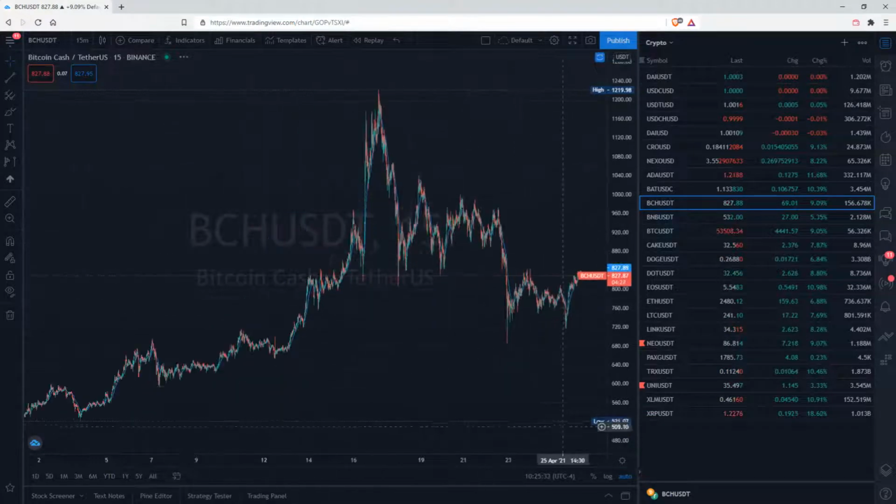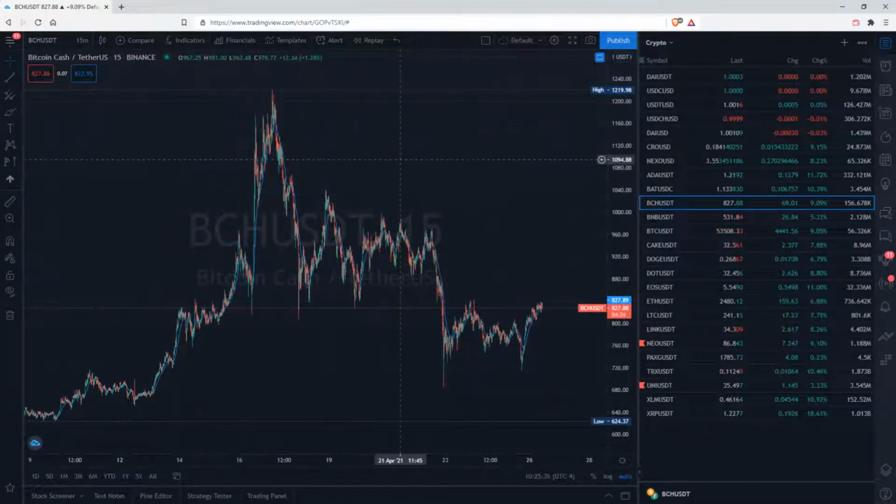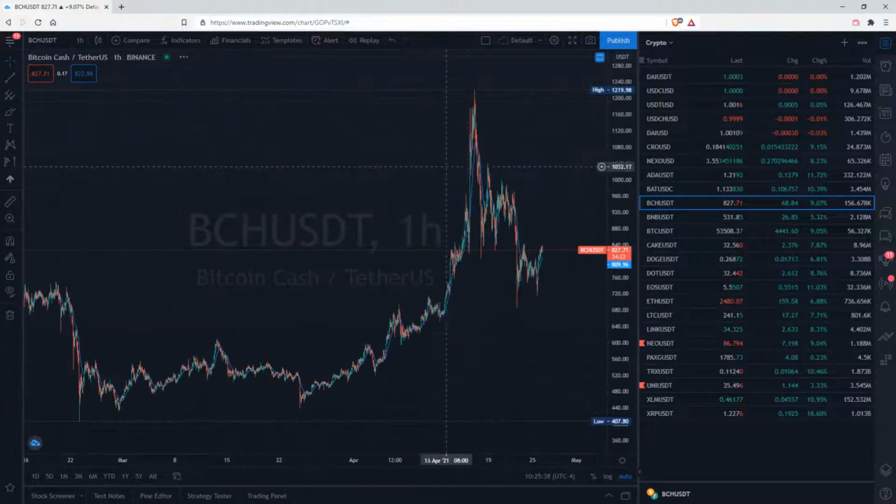Now, what has the market really been waiting for? A lot of buyers like buying at value. And if we zoom out to something a little bit larger, let's look at like a 60-minute chart.